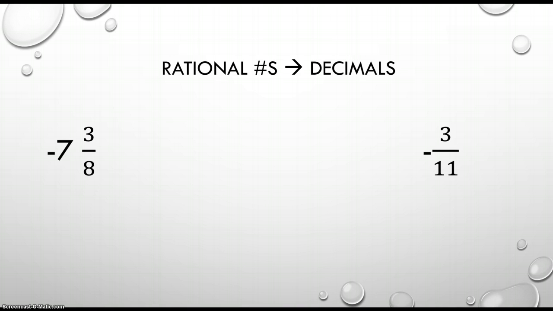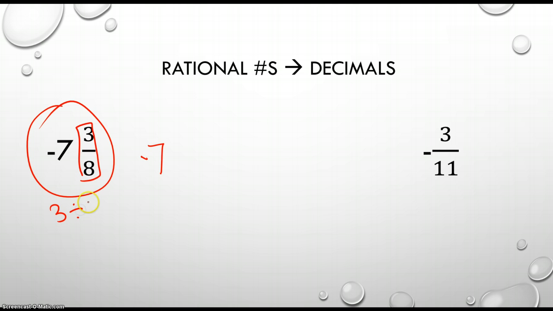One of the first things we talked about today was changing rational numbers, which are numbers that can be written as a ratio of two numbers or as a fraction, into decimals. When we have a whole number like this first example here, that -7 will stay -7. That's not going to change. For our fraction, we divide numerator by denominator. So 3 divided by 8 is what this 3/8 means. Our 8 is going to be our divisor. Our 3 will be the dividend.